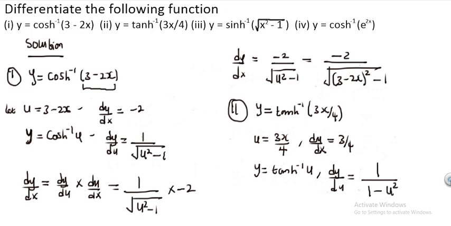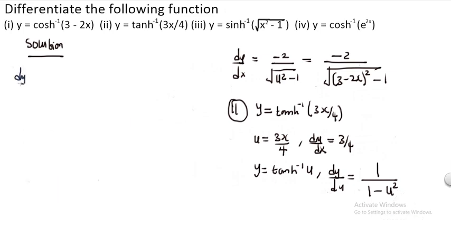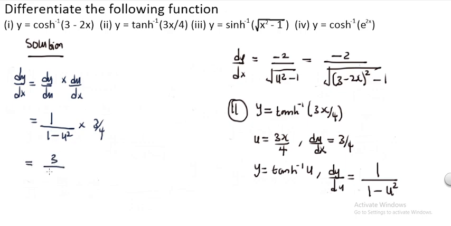Let me clean up space before we do that. From here, dy over dx, from our chaining, we know is equal to dy by du times du over dx. Plugging these terms back into the equation, we get dy over du is 1 over 1 minus u squared, times du over dx, which is 3 over 4. So if you multiply this and this, you get 3 over 4 times (1 minus u squared). Now we can simply plug in our value of u back.